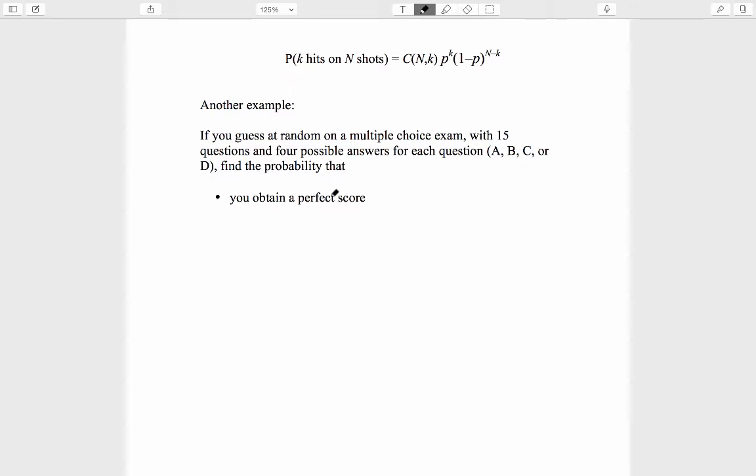Here's another example. If you guess at random on a multiple choice exam, with 15 questions and 4 possible answers for each question, let's say A, B, C, or D, find the probability that you obtain a perfect score. This is something we already know how to do by our earlier technique involving just counting, but let's see how it works out using our new technique.